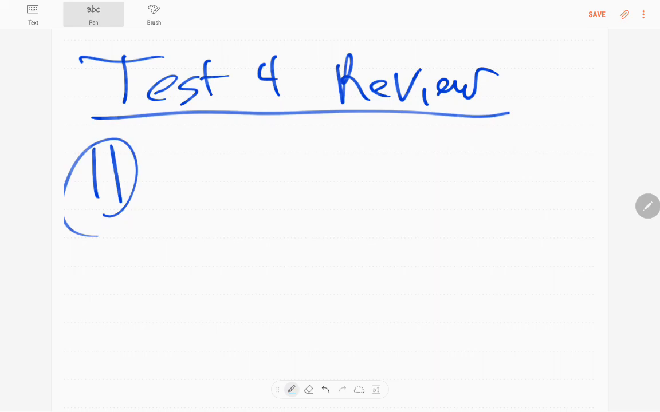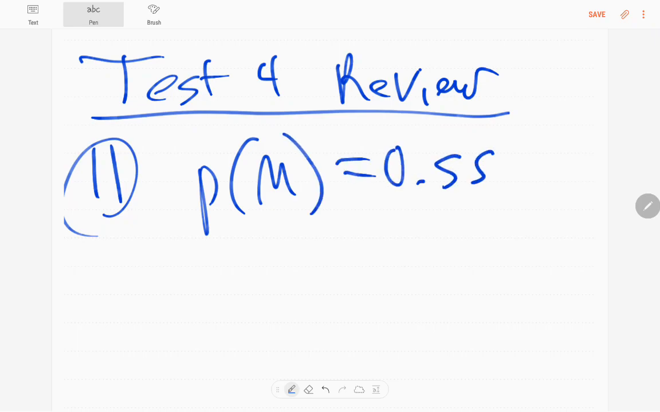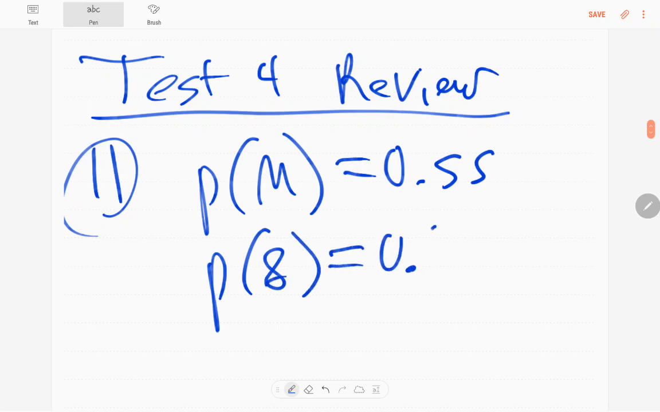This is part 2 of the review. Let's do number 11. The windshield wipers on a car have not been working properly. The probability the car needs a new motor is 0.55. The probability that it needs a new switch is 0.4. And the probability that it needs both is 0.15.